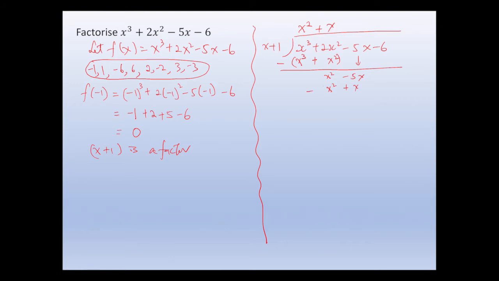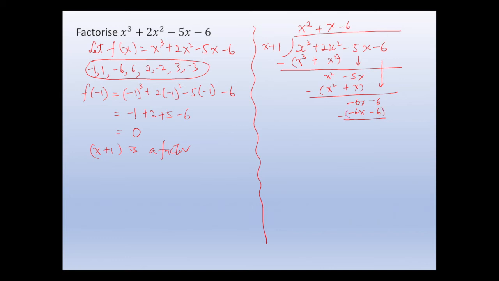Next, in order to get x squared, I know I have to multiply x by x. So therefore I have x squared plus x. Again, I'm going to put a negative: take away x squared plus x from x squared minus 5x. So x squared minus x squared is 0. Minus 5x minus x will give me minus 6x. Then I take the minus 6 down.